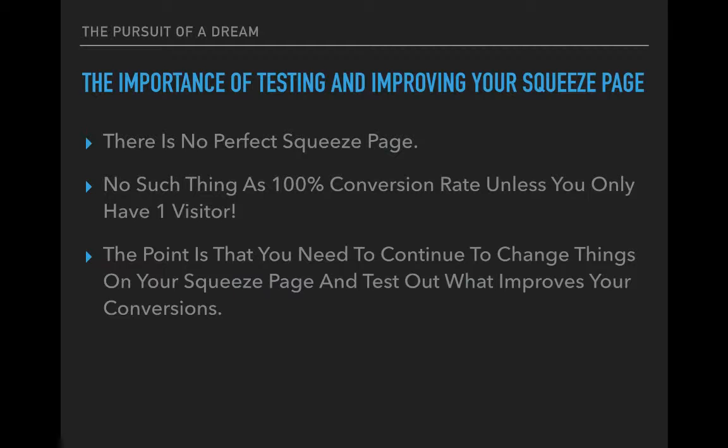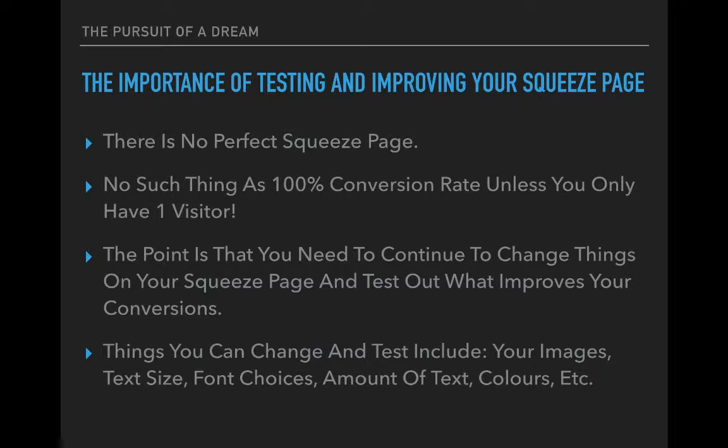The point is that you need to continue to change things on your squeeze page and test out what improves your conversions. Things you can change include your images, the image of your ebook for example, the text size, the font choices, the amount of text, what you write, and things like that. But it's very important to continue to test your squeeze page and improve it in order to boost your conversions, so you make more value out of the traffic that you get on your website.